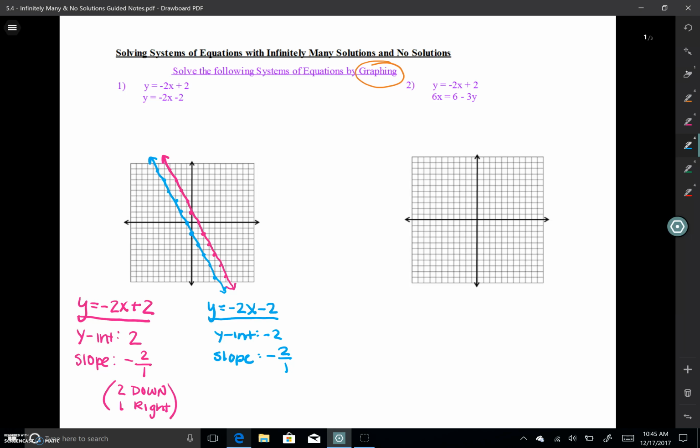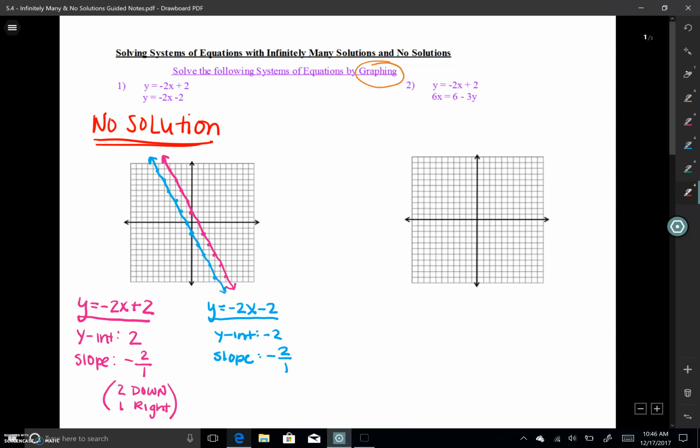So when we've solved systems by graphing in the past, we know that the solution is the point of intersection. Well, what happens here in example 1 is that I don't have any points of intersection. These lines are parallel. And since I don't have any intersections, I can say that the solution to this system is no solution. And again, that's because these two lines don't intersect.